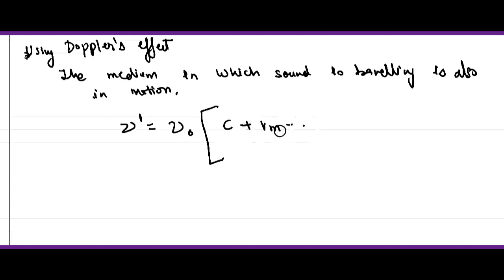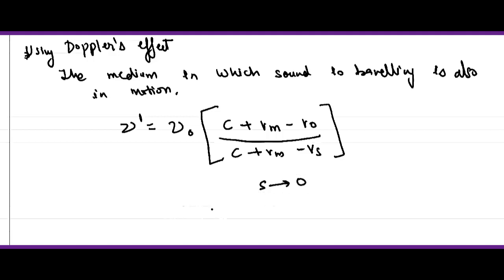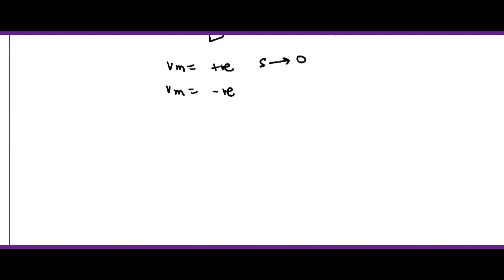plus the velocity of the medium minus the velocity of the observer, divided by the velocity of the sound plus the velocity of the medium minus the velocity of the source. Okay, so we are going to use this formula. Now, you must know that when the source is moving toward the observer, then the velocity of the medium is what? Positive. And when the source is moving away from the observer, then the velocity of the medium is negative.